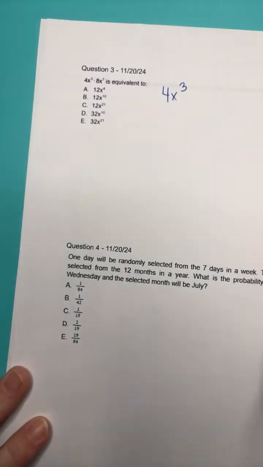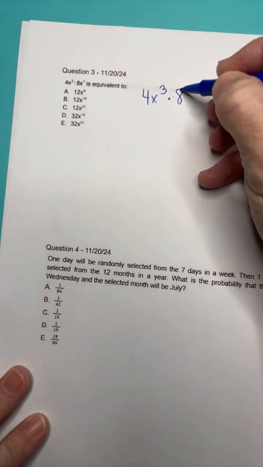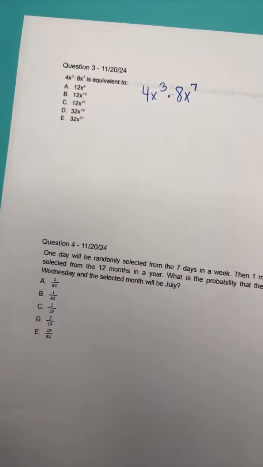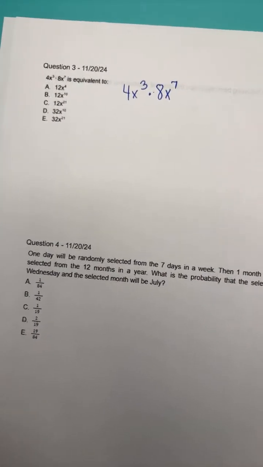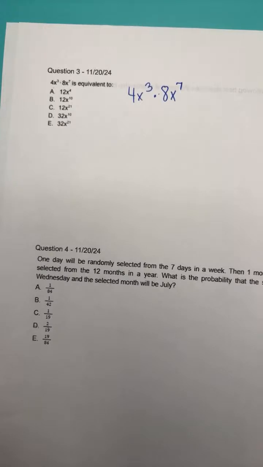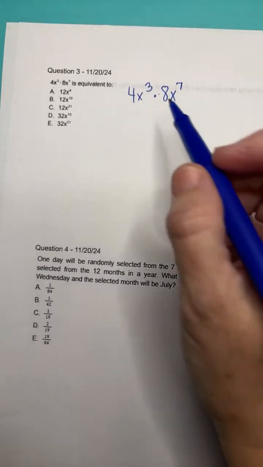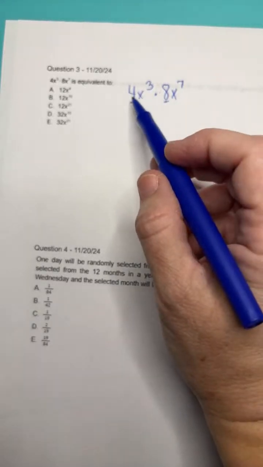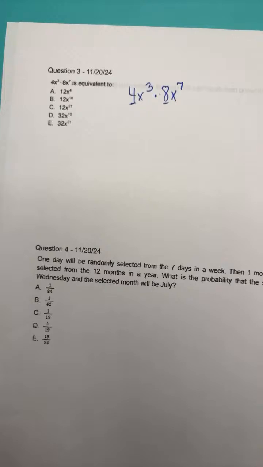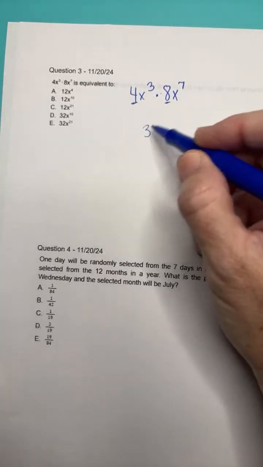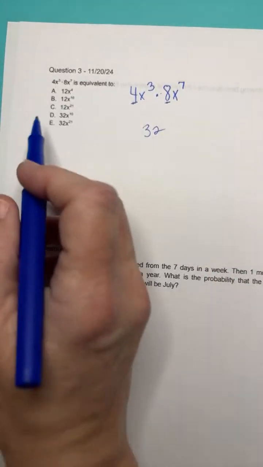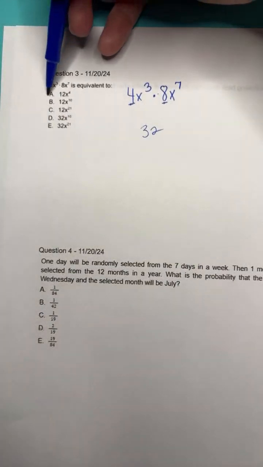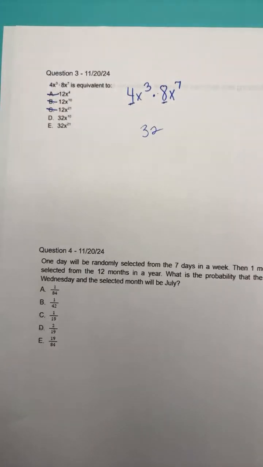4x to the third times 8x to the seventh. We want to work these questions fast too, right? We want to get them correct, and most of the time people have issues with time. So the first thing I do is multiply my whole numbers. 4 times 8 is 32, right? So I can already eliminate A, B, and C.